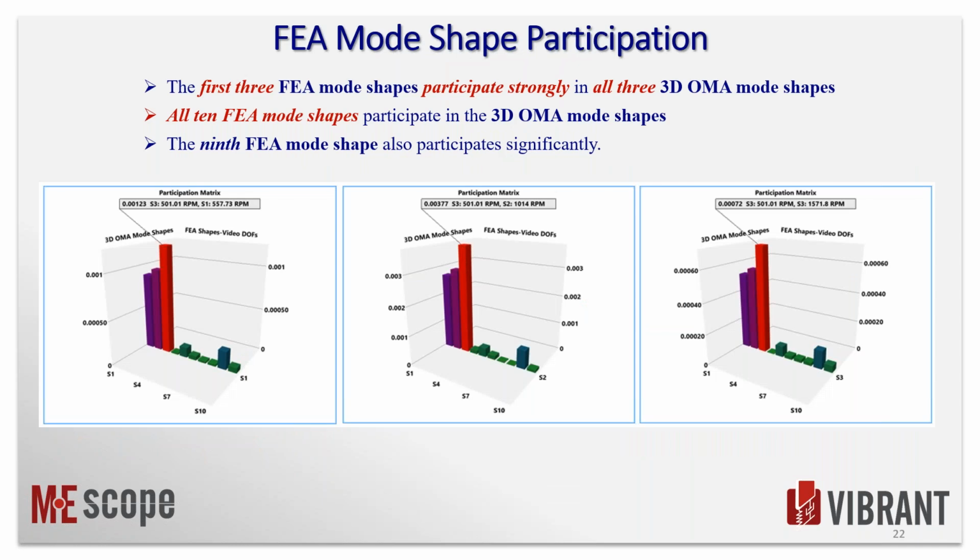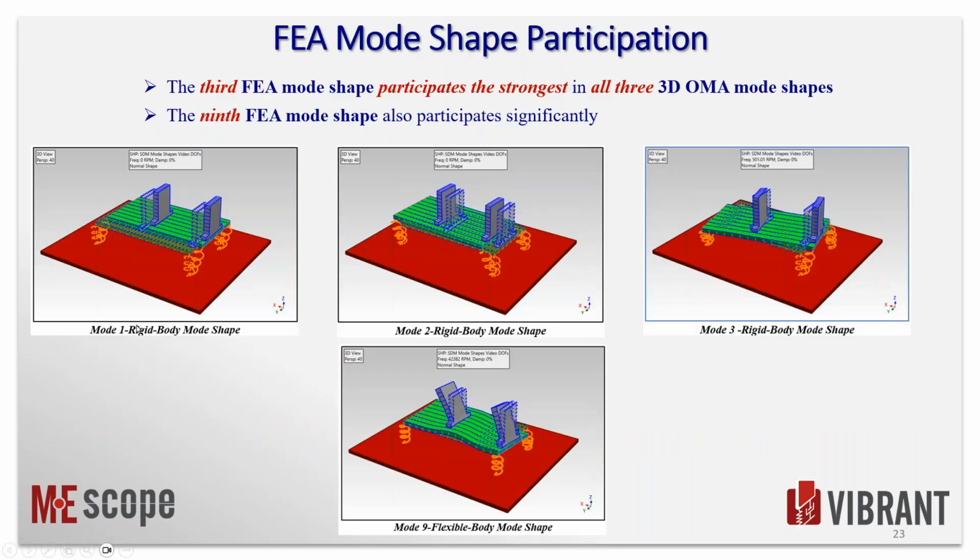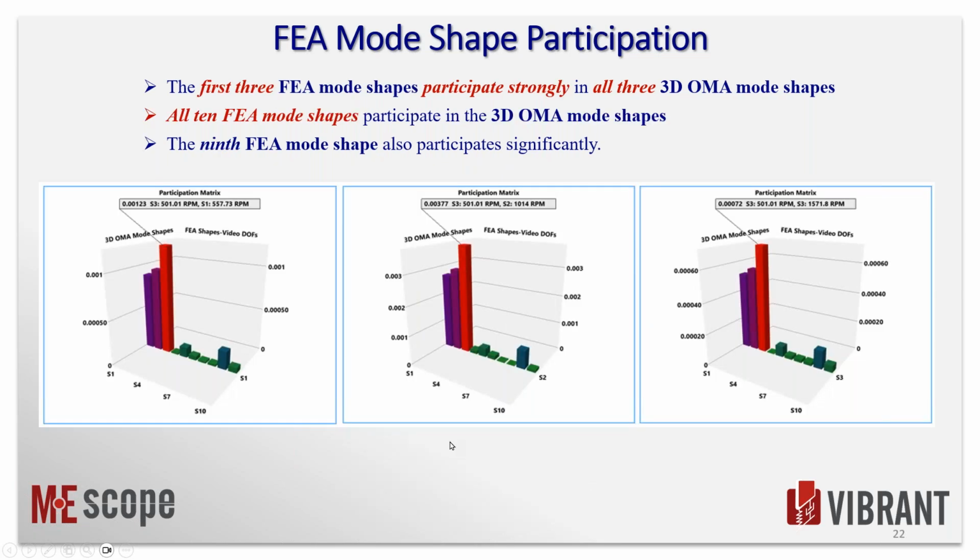And then let's go back here. Here is just a picture of the rigid body mode shapes. The first one is moving in this direction. The second one is moving in that direction. The third one is twisting on the springs. And then the fourth one is a flexible one, actually mode number 9, where the base plate is starting to bend a little bit. So mode number 9 is this one here. You can see it's popping up in all 3 of the OMA mode shapes. It's curve fitting a little bit, but not as much as the first 3 mode shapes.